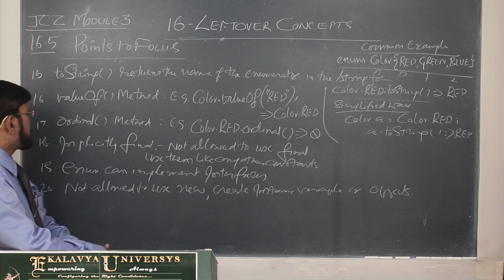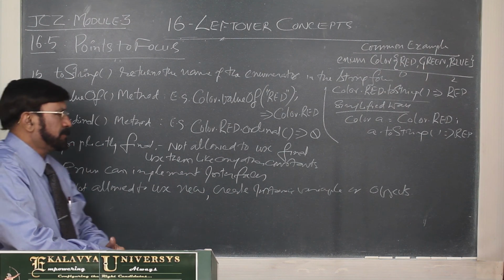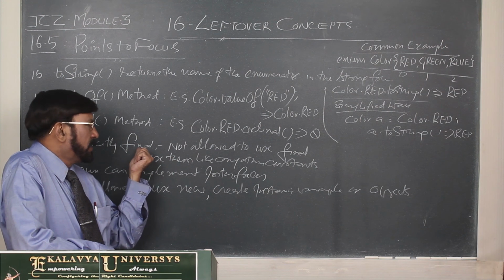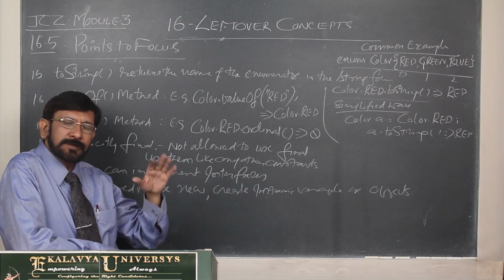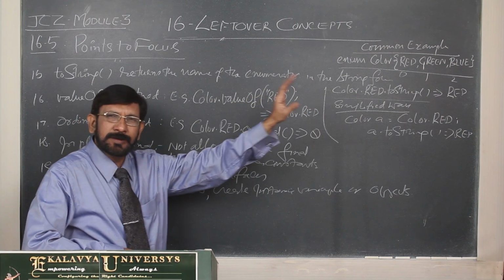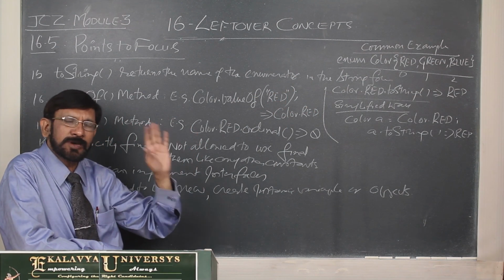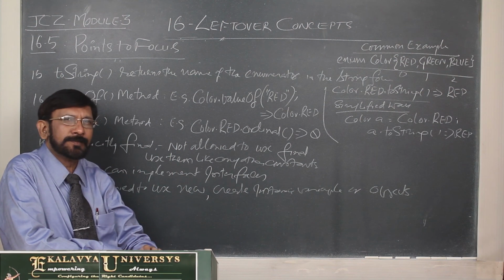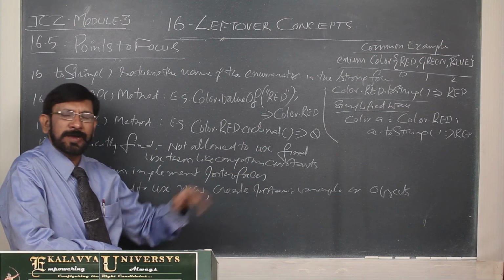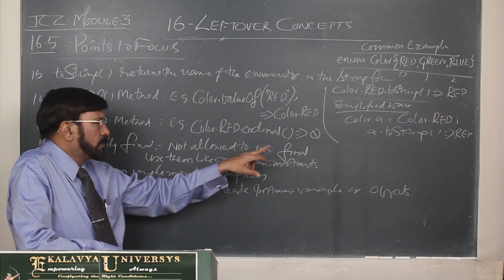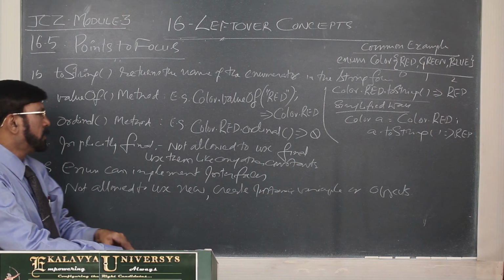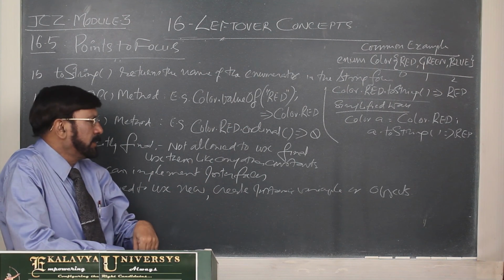Next one, implicitly final. As I told you many times, whatever enumerators we create are implicitly public static final. So, you need not use final; it is not allowed to use final here. It is implicitly applicable, that point you understand.